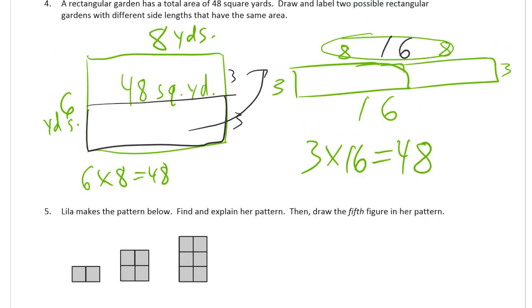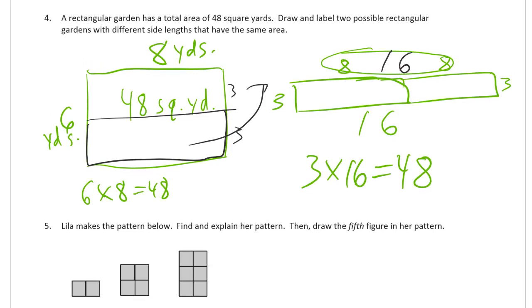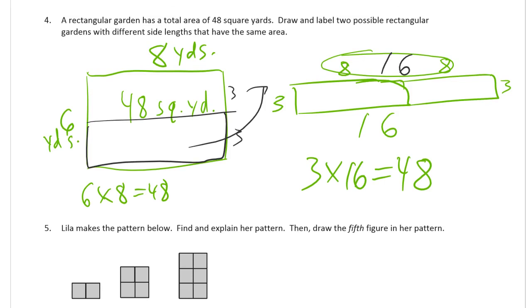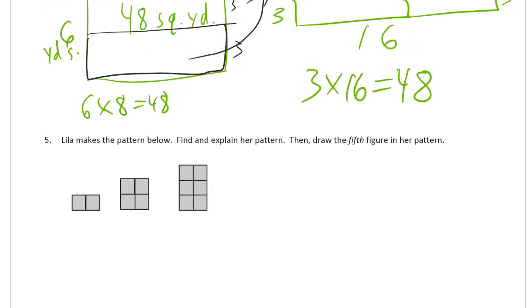And there are many others. There's a lot of ways to make 48. So these aren't the only two factor pairs for 48. There's a lot of different ones you can have. You could have 1 times 48. That's another one. That would work too. That's probably the easiest one to do.